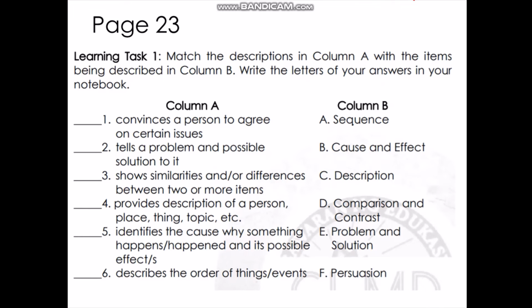So, for number 1, what informational text is it? It convinces a person to agree on certain issues. Is it A, sequence, B, cause and effect, C, description, D, comparison and contrast, E, problem and solution, F, persuasion? A, B, C, D, E, or F. So, answers only, letters only. So, number 2, it tells a problem and possible solution to it. Is it A, B, C, D, E, or F?